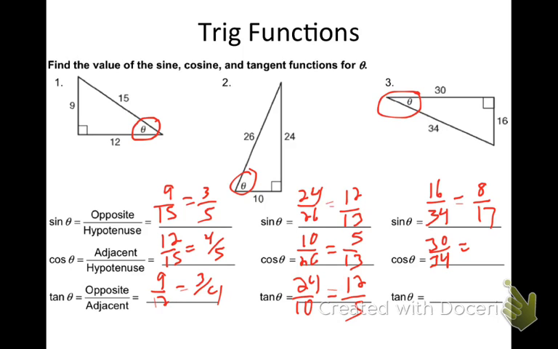Divided by 2. 15 over 17. And tangent of theta, Jack? For 3, 8 over 15. Nice job. Because it's 16 over 30, which is 8 over 15. Correct.